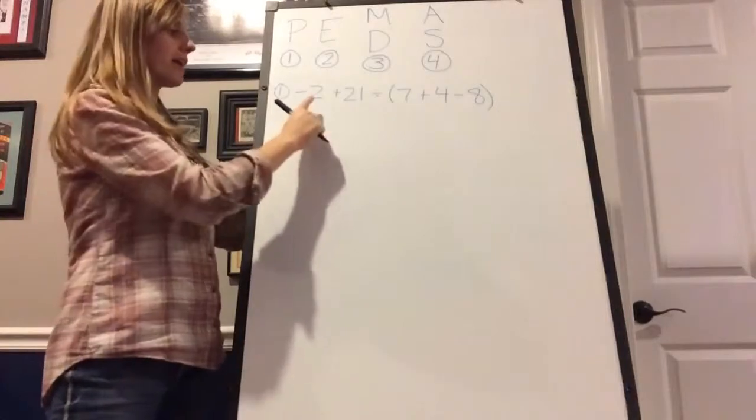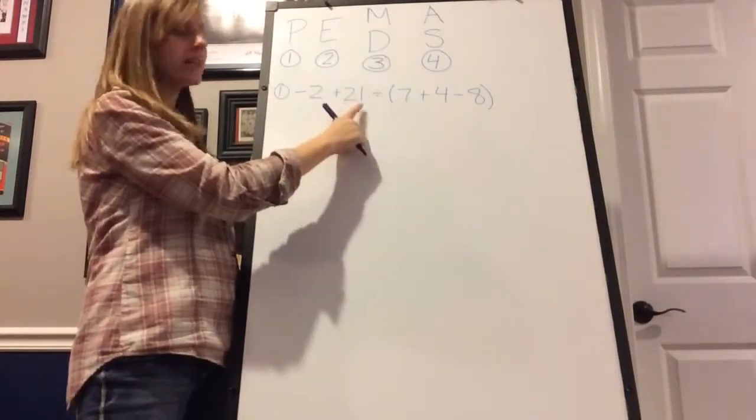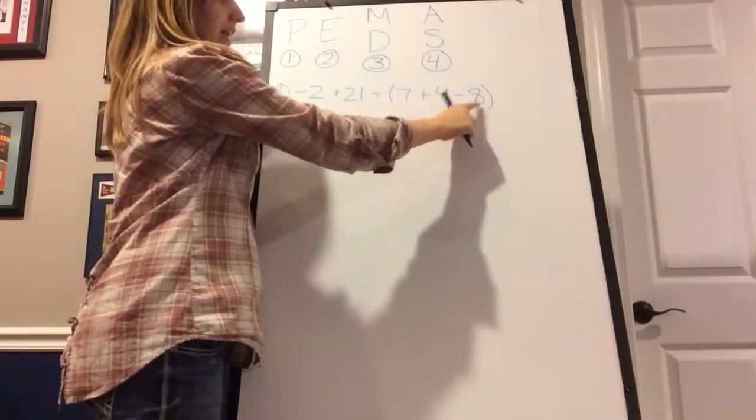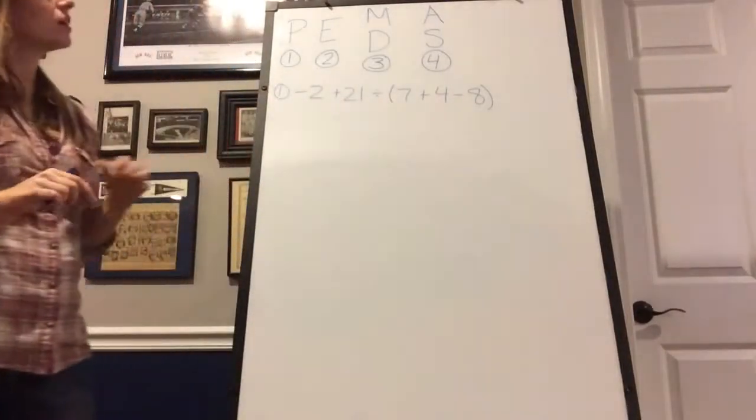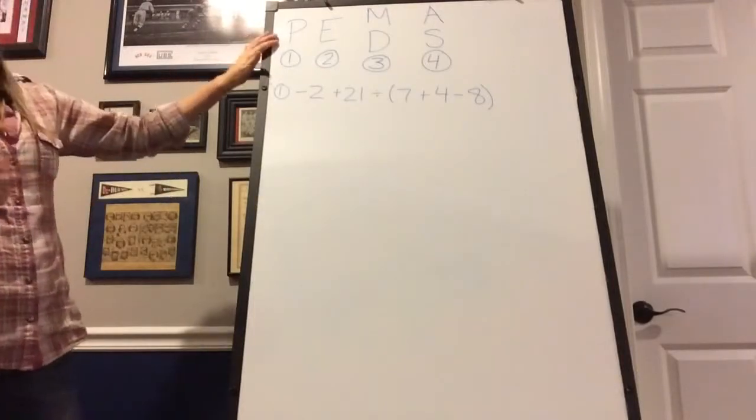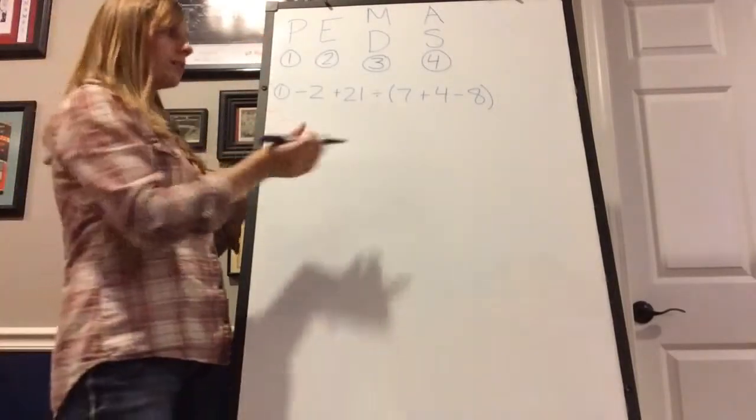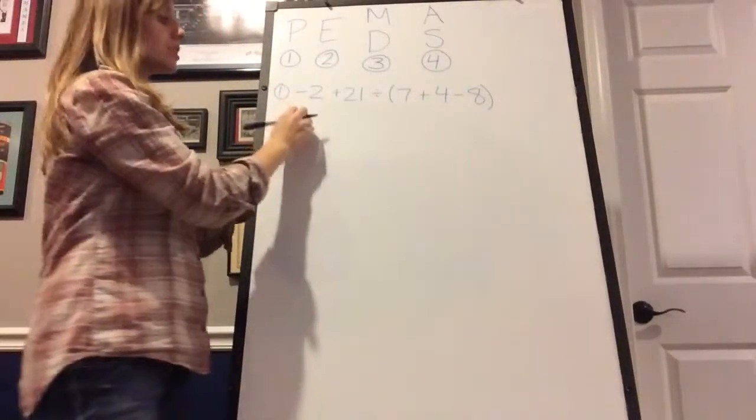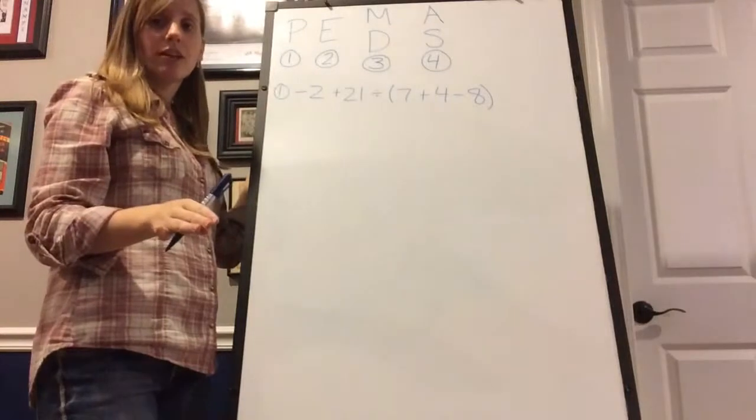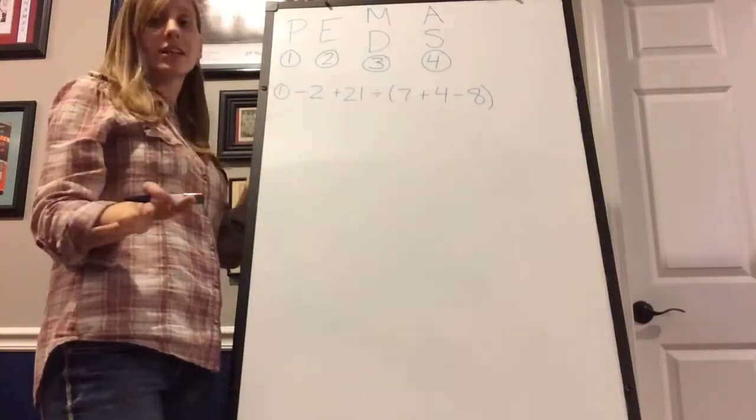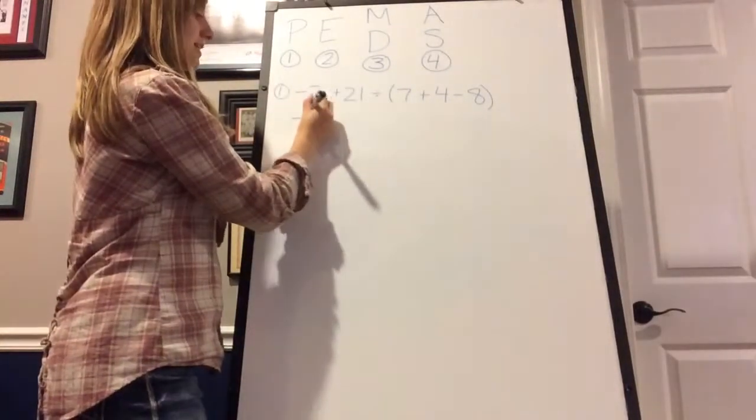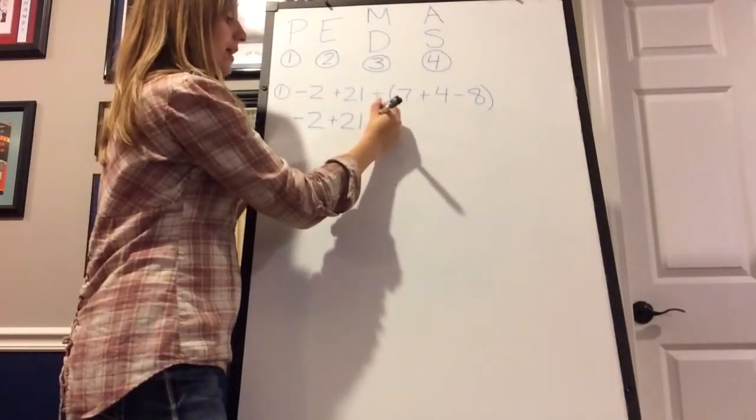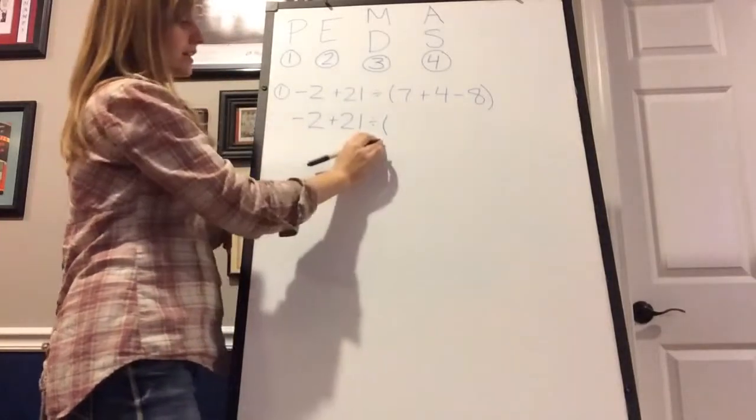For problem number 1, we have -2 plus 21 divided by, then we have parentheses, 7 plus 4 minus 8, and the parentheses. So for this problem, first step, look for any parentheses. Well, we already noticed here at the end we have some parentheses, which means this first part does not get changed yet. Because it's not in the parentheses, it doesn't get done first. So I'm going to leave it exactly the same. -2 plus 21 divided by, that's staying exactly the same.